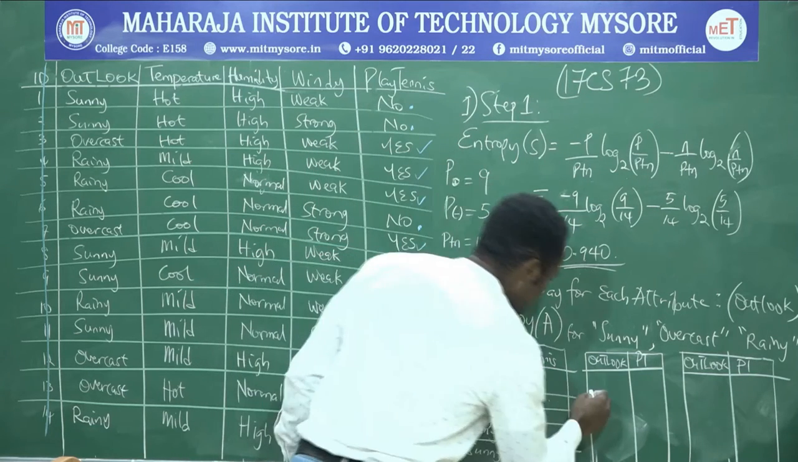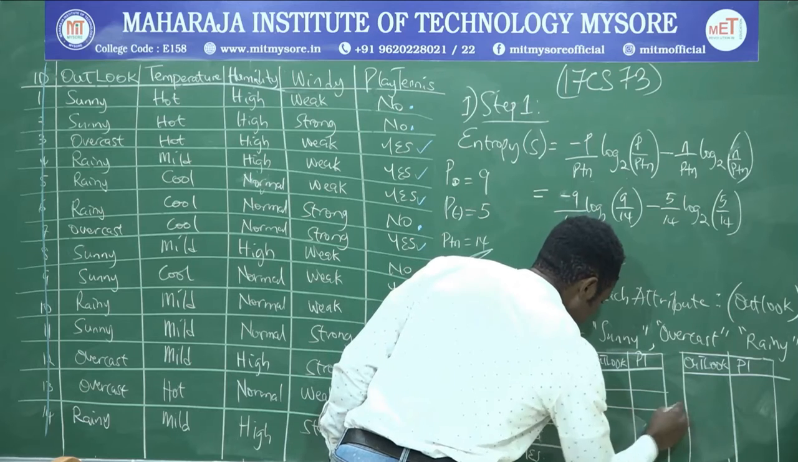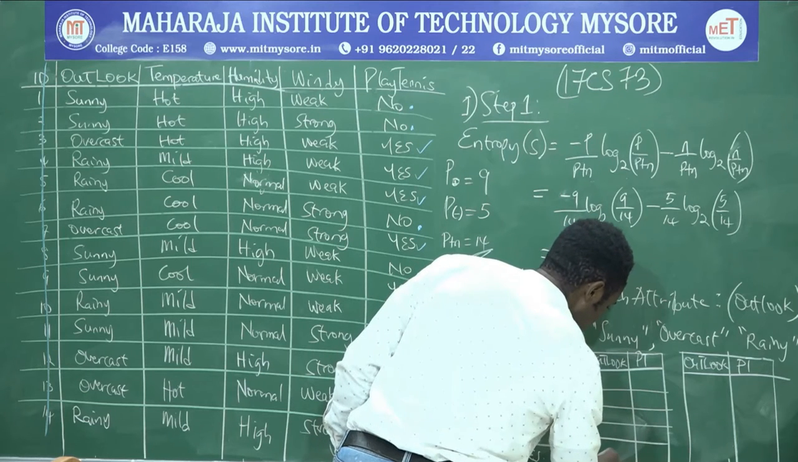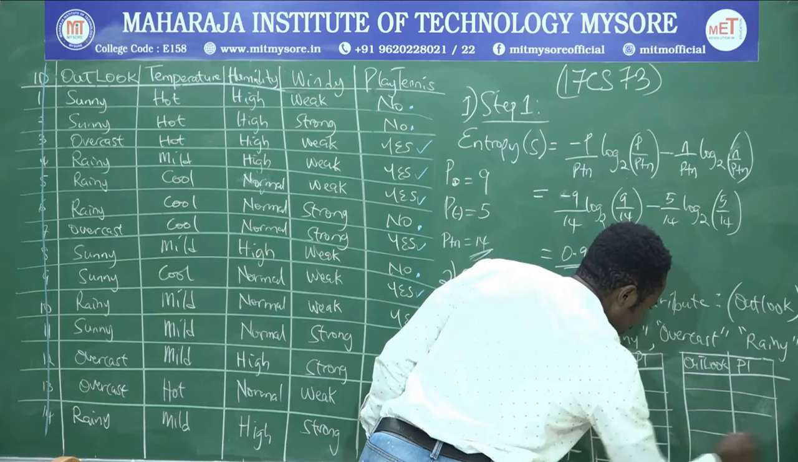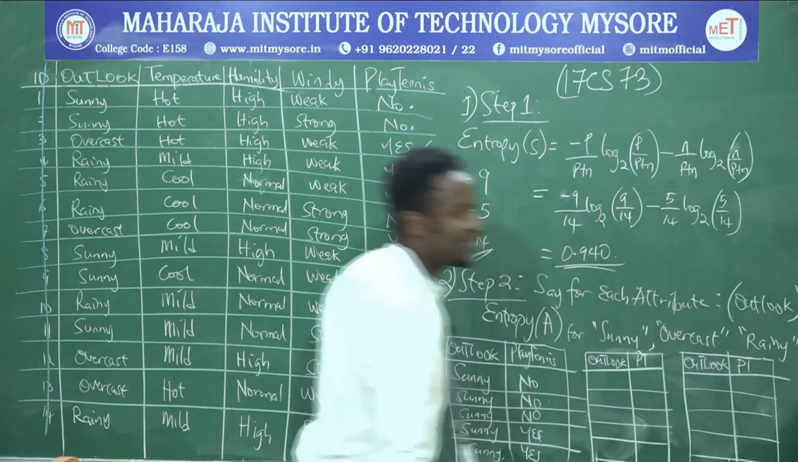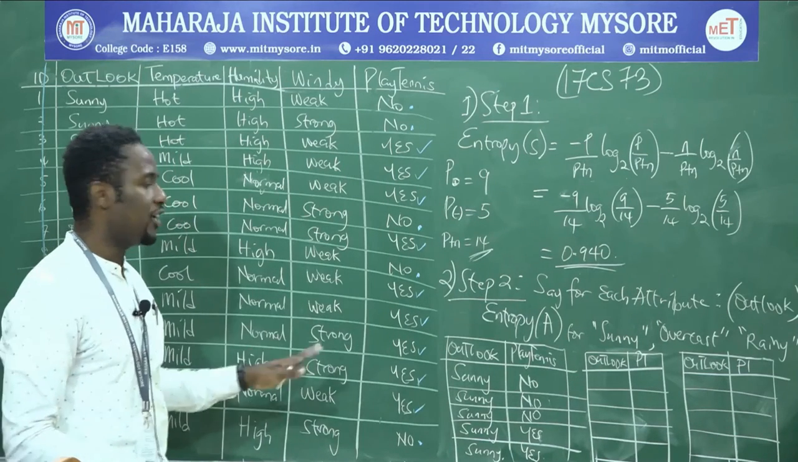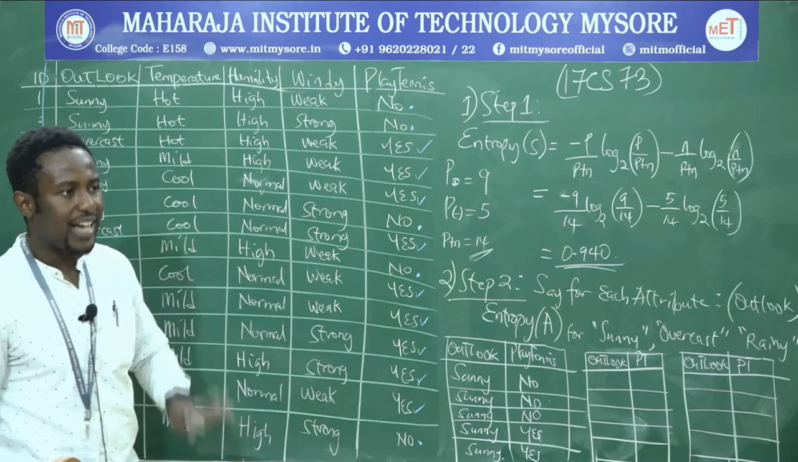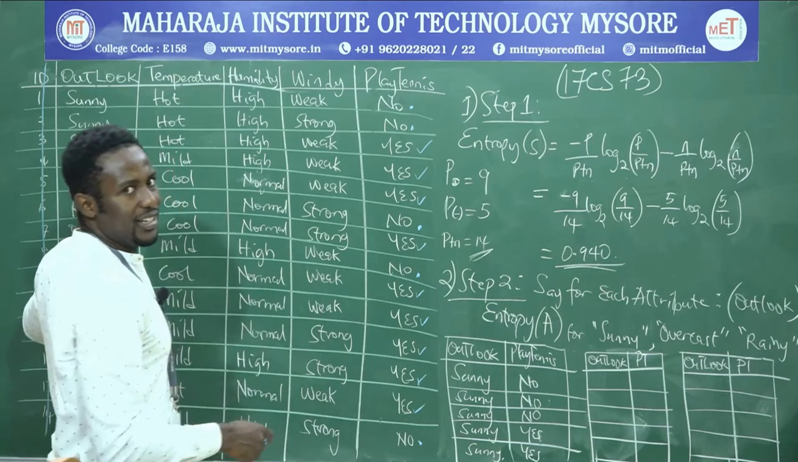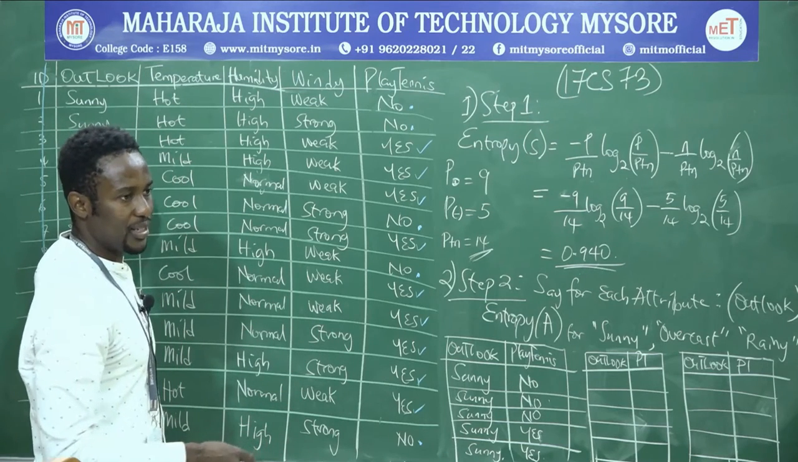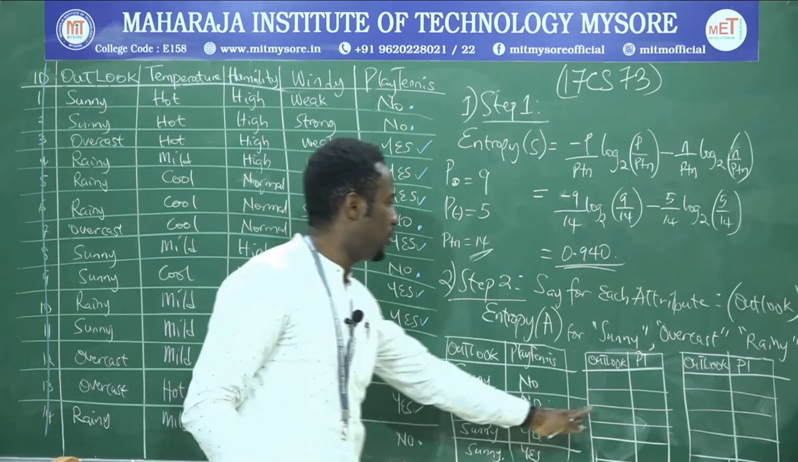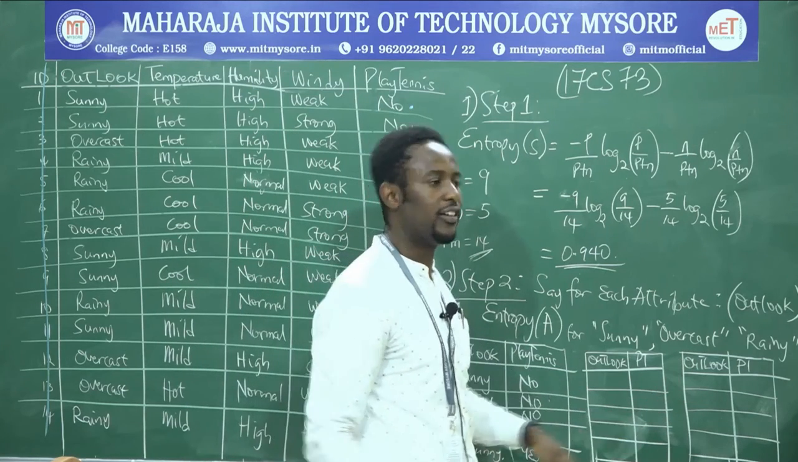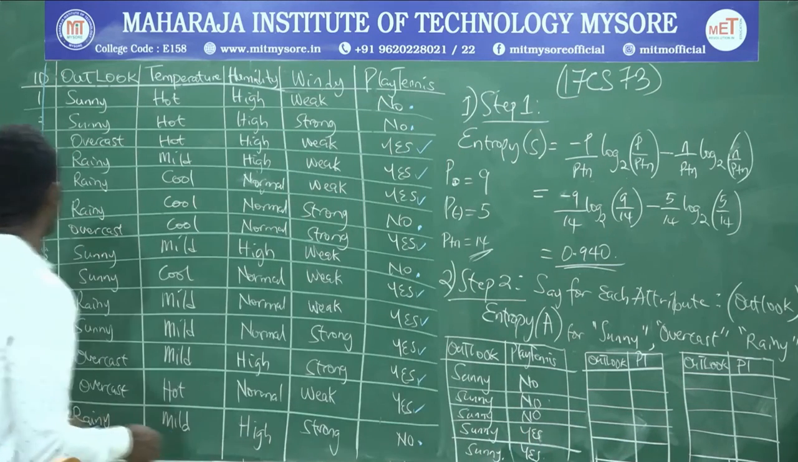Now, let's take all the other attributes also. 1, 2, 3, 4, 5. Again, 1, 2, 3, 4. I'll tell you why. I know that the total number of records here, or rows, or samples here, they are 14. I've taken 5, right? One will be 5, another one will be 4.